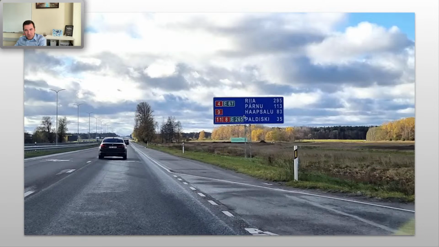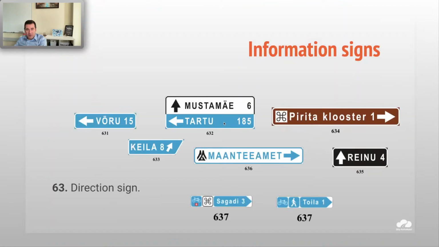But now I'll also tell you what else you can see. Here are also some information signs, and you don't see these arrows, so it shows you only the distance to Riga, which is Riga in Estonian, Pärnu, Haapsalu, and also the name of the road which leads there. Also the black one is for private roads.